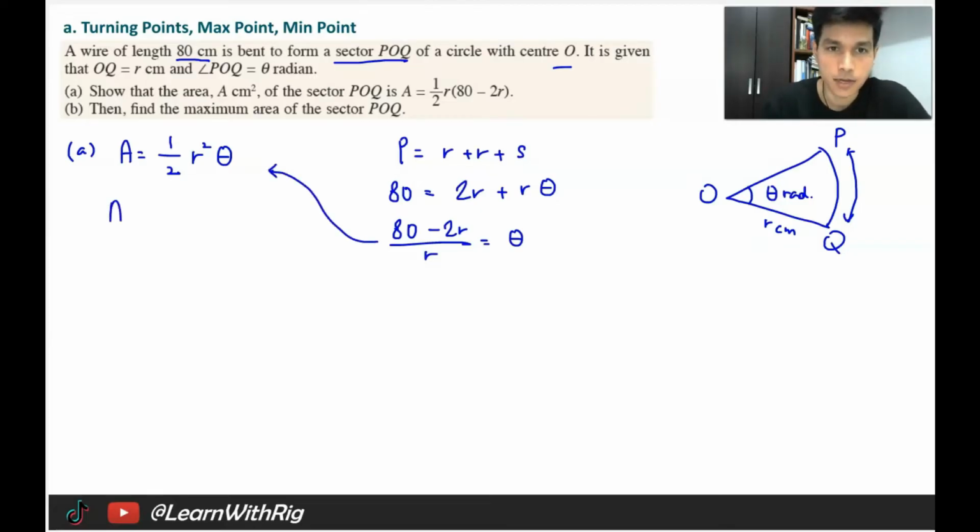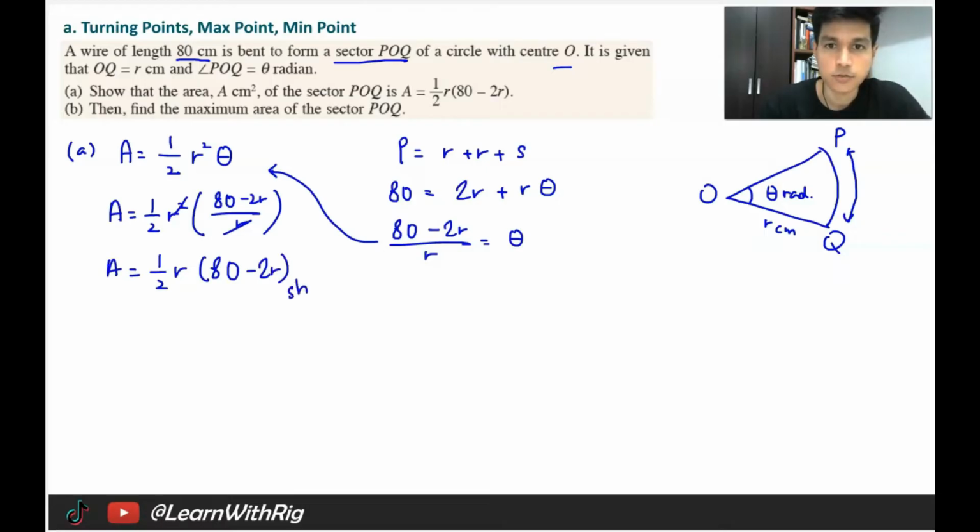Okay, so now you can substitute this into here. So you get A equals to 1 over 2 r square. Theta is what? 80 minus 2r over r. Then here you can cut. So you get 1 over 2 r times 80 minus 2r. There, shown. Correct? Same as the one that they gave you.